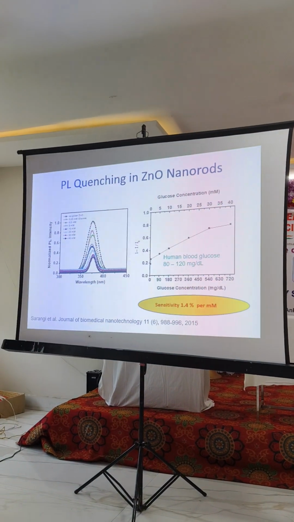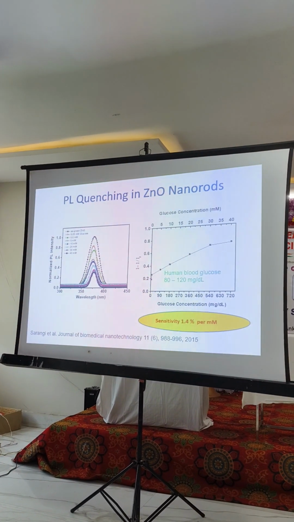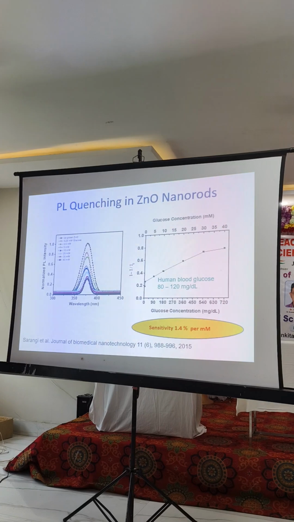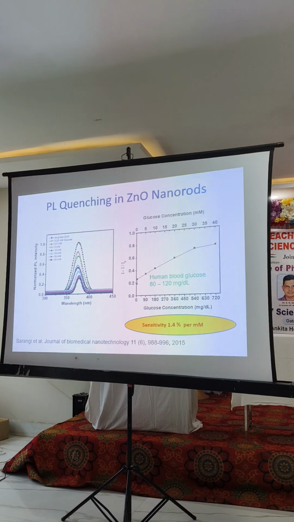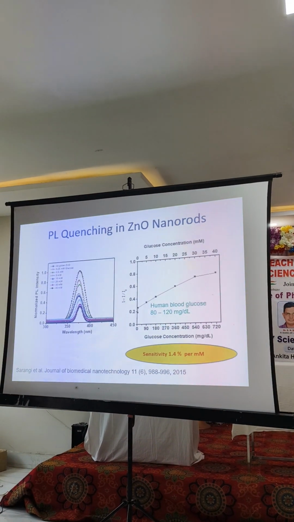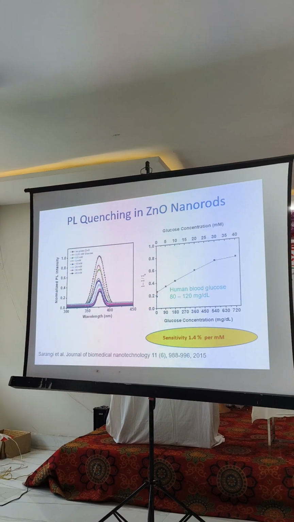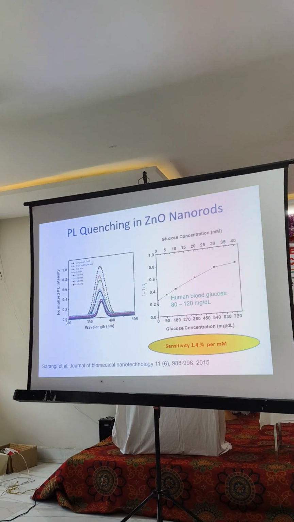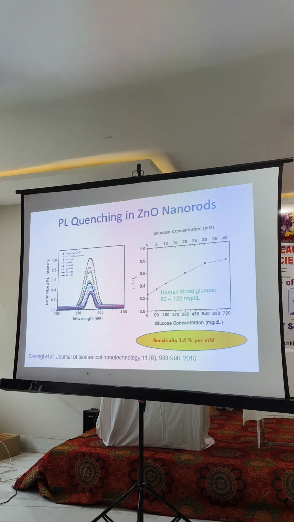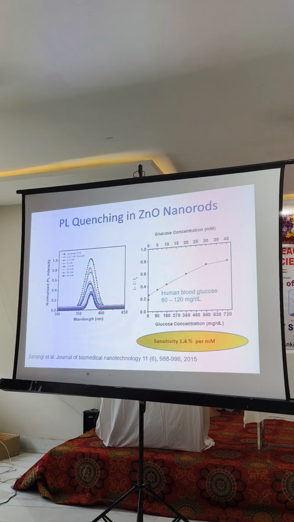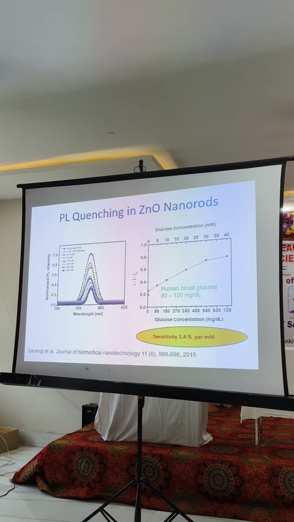I have taken a number of samples, then I checked how the luminescence changes when I put glucose. If I have higher peroxide, I have less luminescence. If I have lower peroxide, I have higher luminescence. And I found that this is the calibration curve. So I could know that around 1.4 millimolar change there for the hydrogen peroxide.